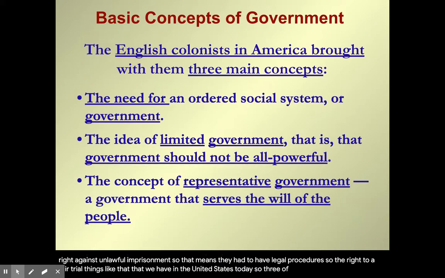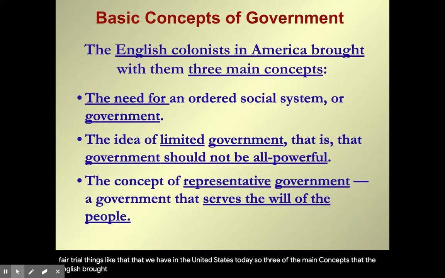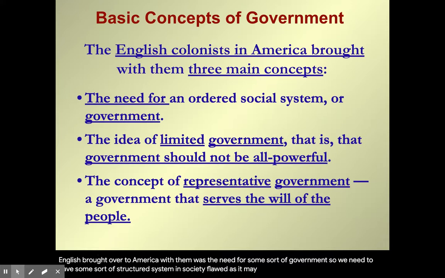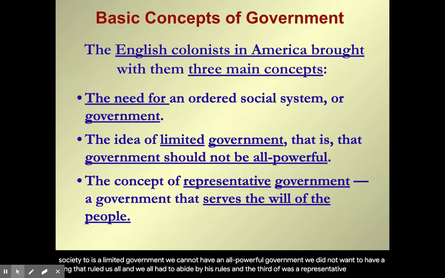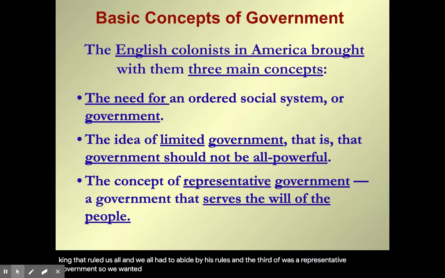But three of the main concepts that the English brought over to America with them was, one, the need for some sort of government. We need to have some sort of structured system in society, flawed as it may be, in order to have a society. Two is a limited government. We cannot have an all-powerful government. We did not want to have a king that ruled us all and we all had to abide by his rules. And the third was a representative government. So we wanted representatives to serve the will of the people. We wanted a democracy.